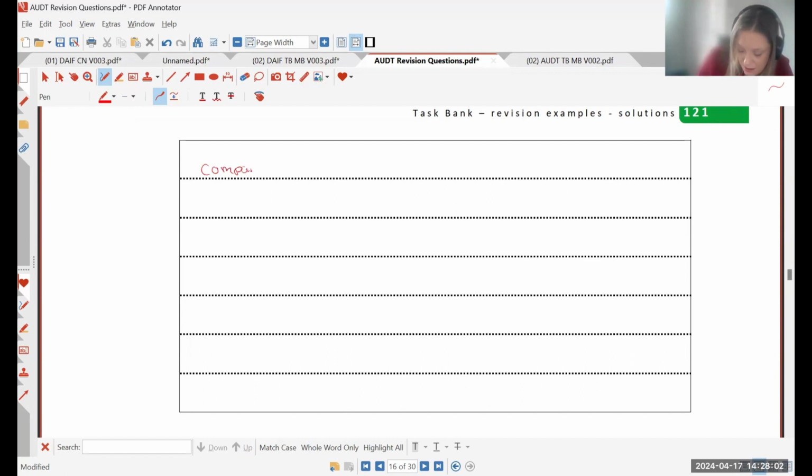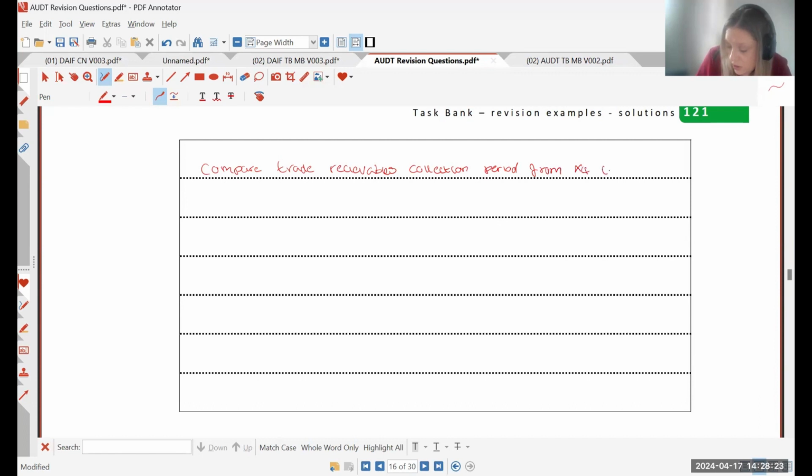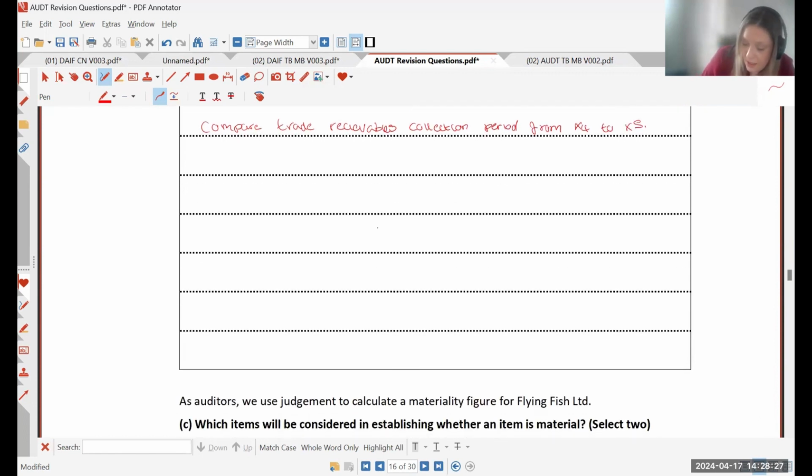So compare trade receivables collection period from X4 to X5. If there are any significant differences, any significant fluctuations, these need to be investigated. Okay, so that's two procedures.